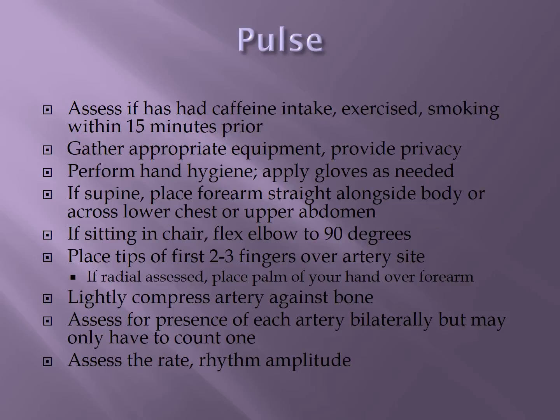Now, how do we assess a pulse? We want to assess if they've had any caffeine intake, what their activity pattern has been prior to the assessment, and whether they have been smoking within 15 minutes before our assessment. All of these are part of the variables that were mentioned earlier that are going to affect what the results are going to be. The equipment that you need is a watch with a second hand on it.